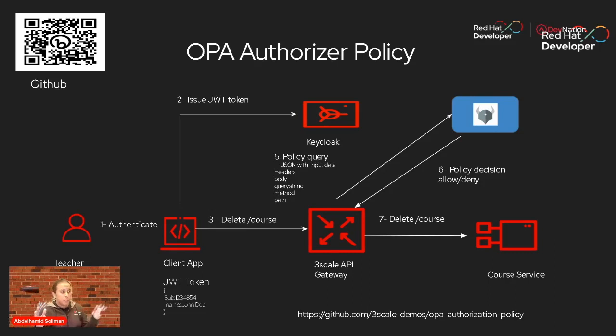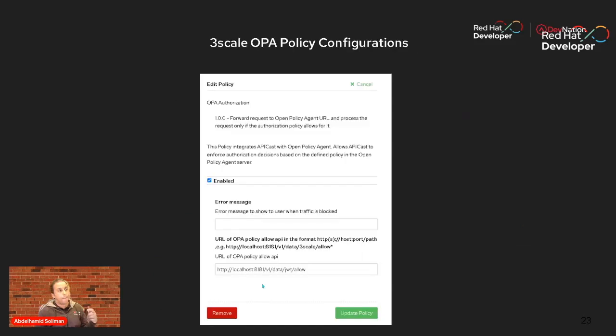So again, in this architecture, the OPA engine acts as the policy decision point. On the other hand, the API gateway acts as the policy enforcement point. All right, so to configure this policy in 3scale, it's very easy. You need to provide the URL of the OPA policy API, and optionally, you can have an error message to return to the user.